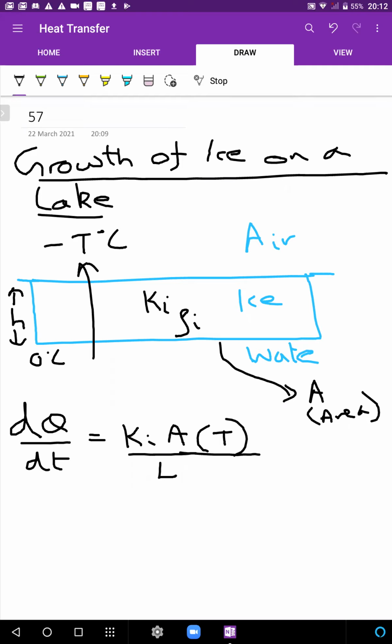Ki A T by L. T is the temperature difference. 0 minus minus T. Hotter minus colder का temperature. This is the amount of heat being transferred. Now, because this heat is being transferred, what is going to happen is some amount of water over here is going to freeze and become ice. All right.